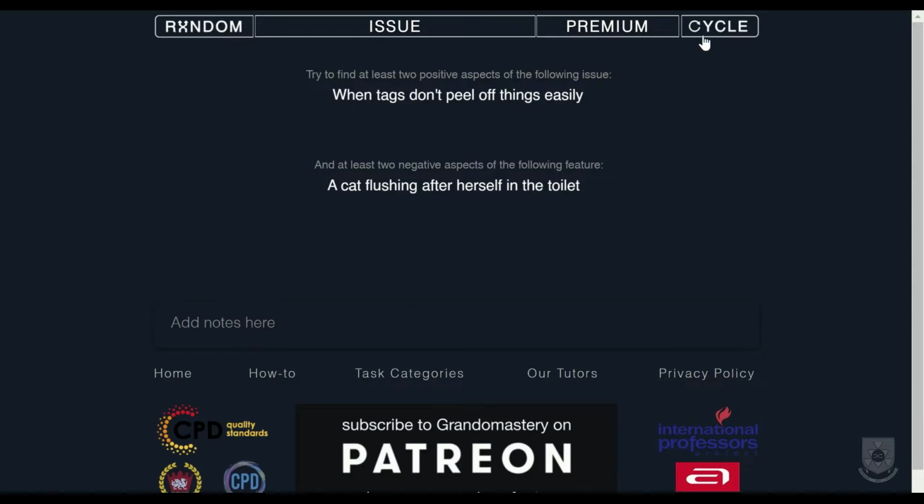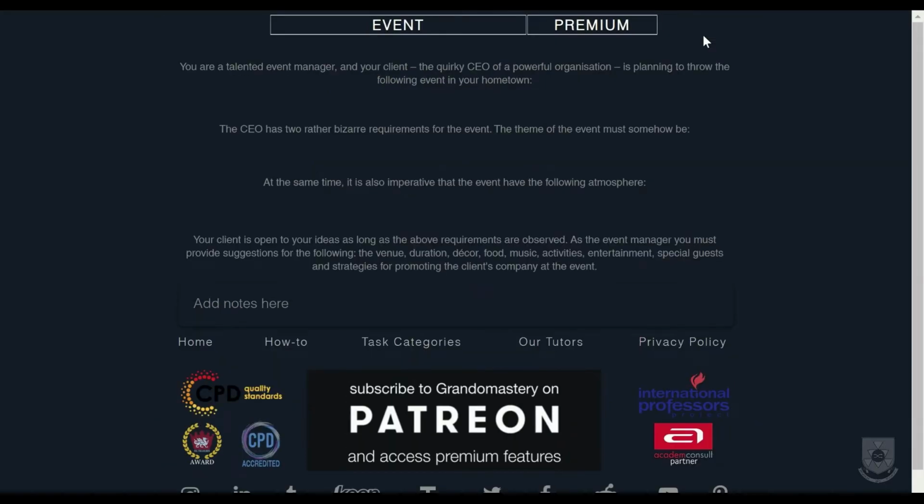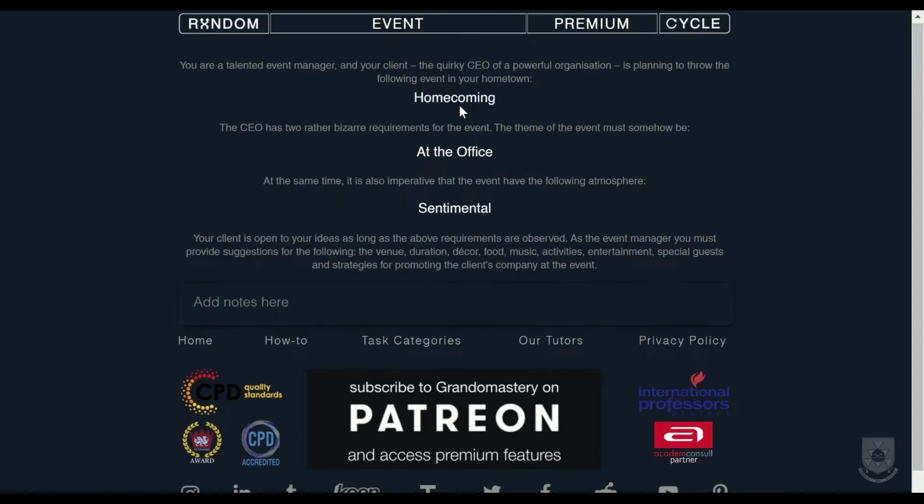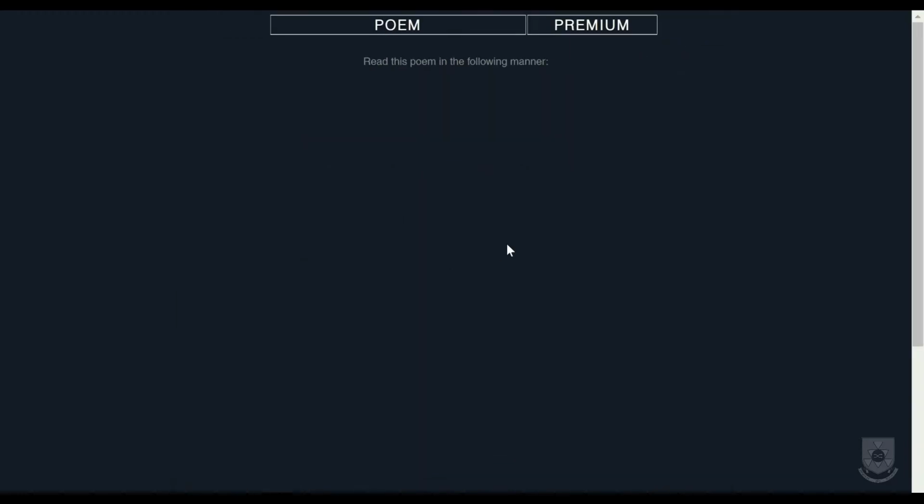The next is event. So you are an event manager and a very talented one, and you have to think how to organize a homecoming event in your hometown. At the same time, the theme should be at the office and it should be quite sentimental. There's nothing difficult about making an office event or an office theme that would be sentimental, especially if we refer to the Office TV series, but yet it has to be homecoming. So then this is a dilemma, and you have to be creative enough in order to think of a nice event which would also promote the organization.